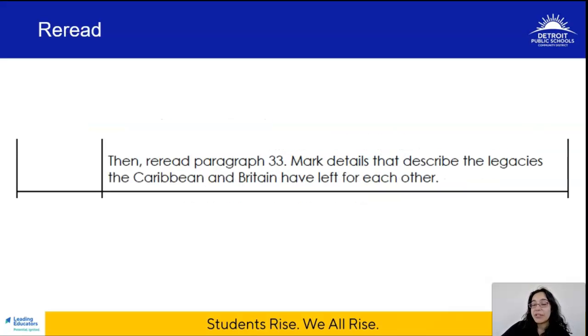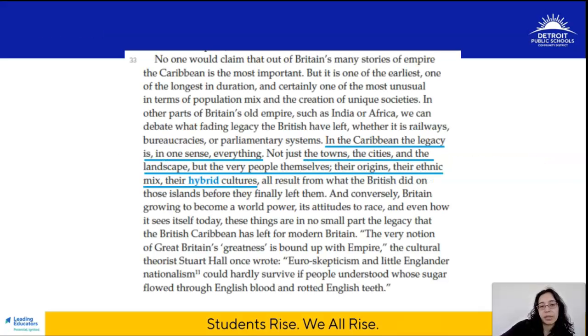Okay, now that you've done your first reading of those paragraphs, we're going to go back and reread a certain section to do a close reading of that paragraph. And the paragraph we're focusing on today is paragraph 33. So as you go back to read that paragraph, your task will be to mark details that describe the legacies that the Caribbean and Britain have left for each other. Before you get started, I'll show you a model.